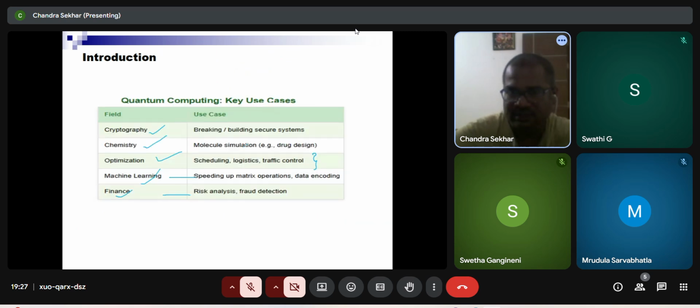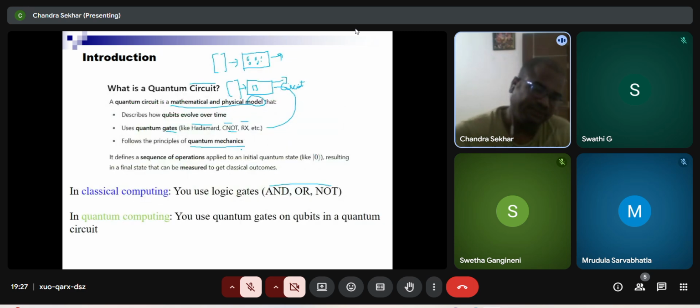What is quantum mechanics? We don't go much deeper. Fine. It defines a sequence of operations that we apply to an initial quantum state. Here you represent the data; it may be quantum 0, quantum 1, depending upon the complexity of the data. It may be 1 quantum bit, or it can be 2 quantum bits, whatever it may be. It will take the data and apply a sequence of operations, and then you get a final state that can be measured to get classical outcomes. Same thing. So a quantum circuit is the model: a combination of gates that processes the inputs.